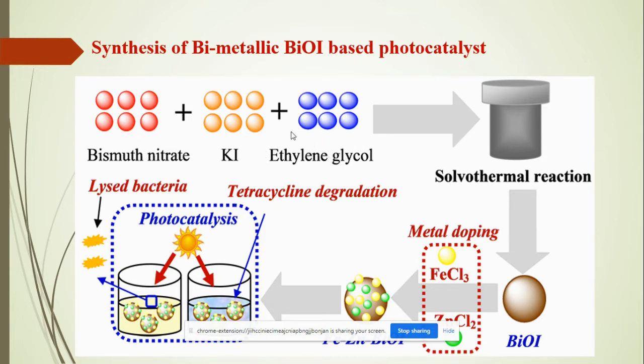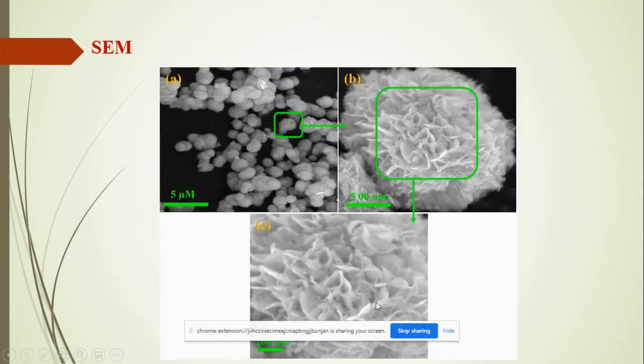After this process, we start the second process in which we use different metals like iron chloride and zinc chloride for the doping. So here we perform ex situ doping. In this, we just kept the salt with the bismuth oxyiodide spheres for 24 hours. After that, vacuum drying, then we get the metal salt over the surface of the bismuth oxyiodide microsphere. Here you can see the SEM images of bismuth oxyiodide based microsphere doped with bimetal, iron and zinc.